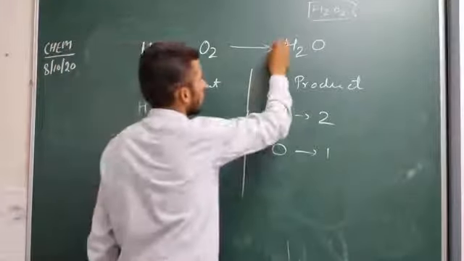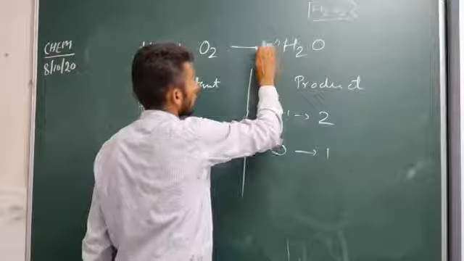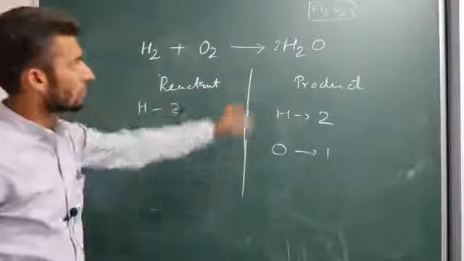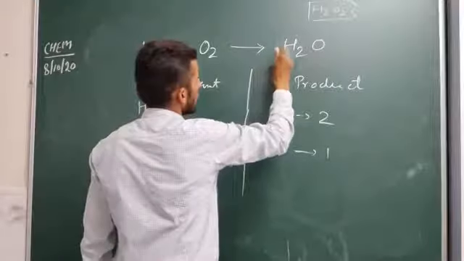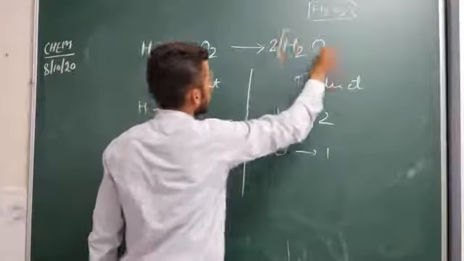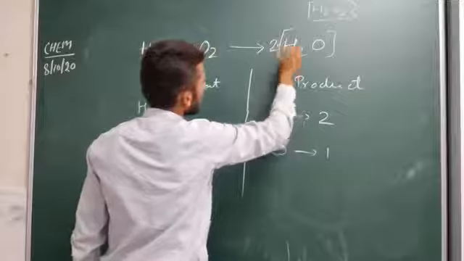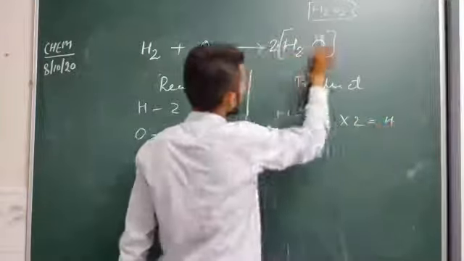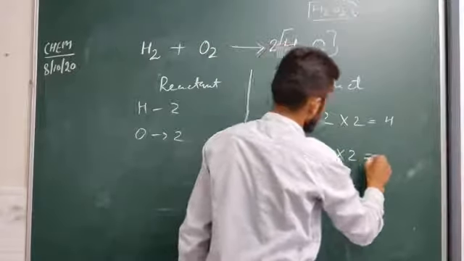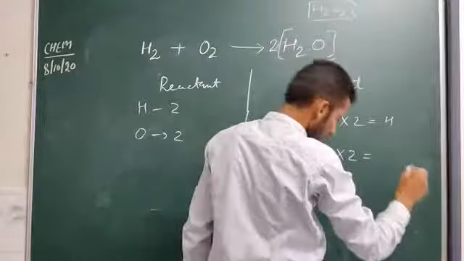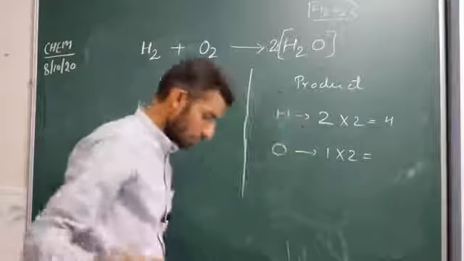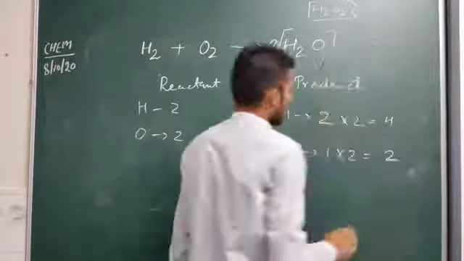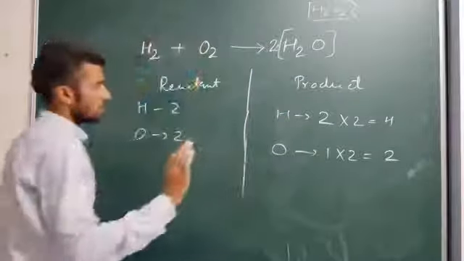For balancing, you need to change only the coefficients in the front. So if I write coefficient 2 here, or multiply this whole water by 2, then 2 into 2 becomes 4, and 2 into 1 becomes 2. Now the oxygen atoms are balanced.